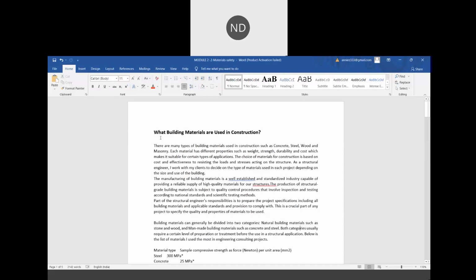So today we are going to talk about building materials. What building materials are used in our construction? These things are repetitions of your fourth semester. What building materials are used in a construction? You know this. Concrete, steel, wood, and masonry.